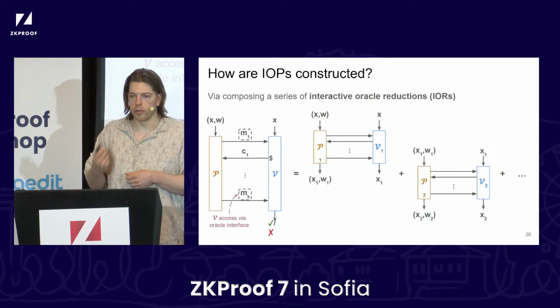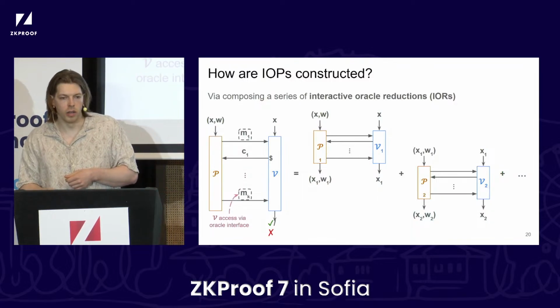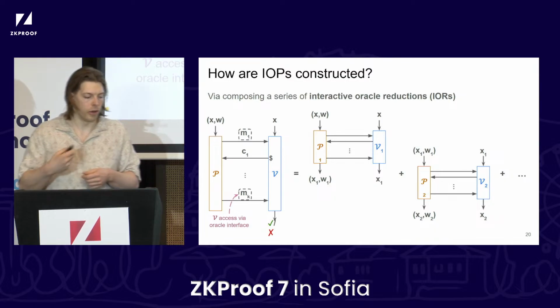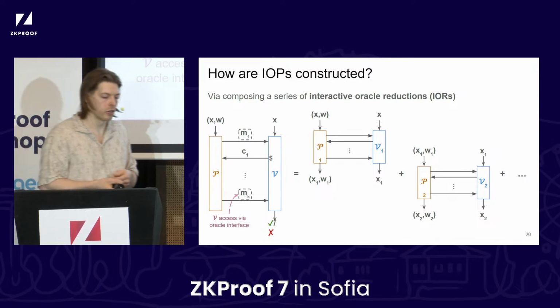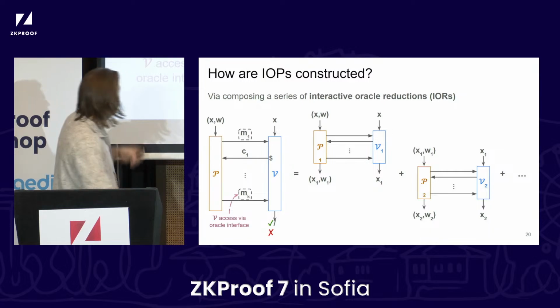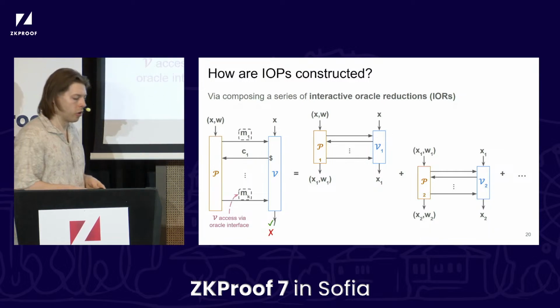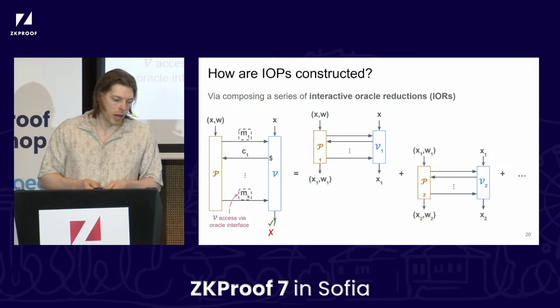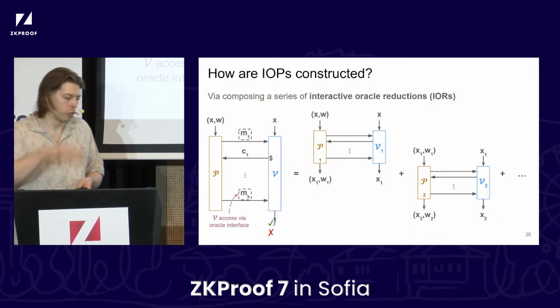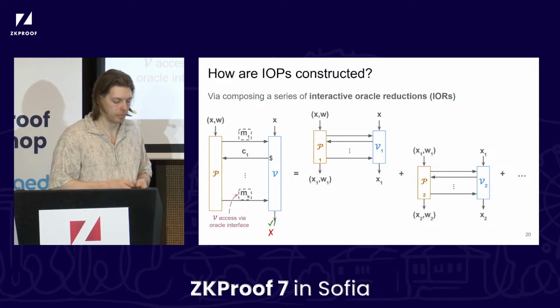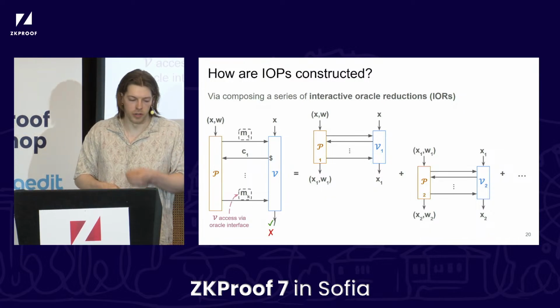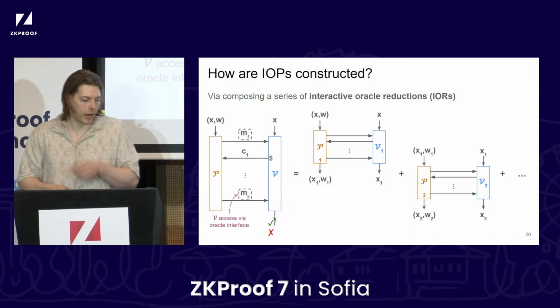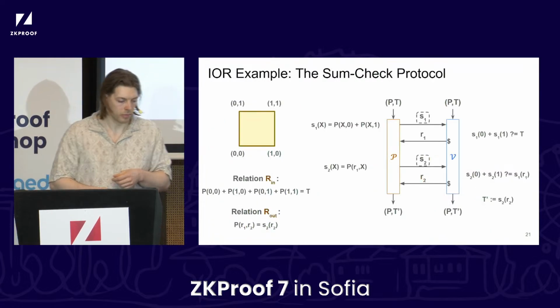So one way of constructing IOPs is to just do it via a series of interactive oracle reductions. You can take your intended IOP and reframe it in terms of a series of interactive oracle reductions, which are just intermediary steps between what you start with and what you actually want to end up with. So we're already seeing a bit of modularity come up in some sense here, and I'm going to push this a bit further.